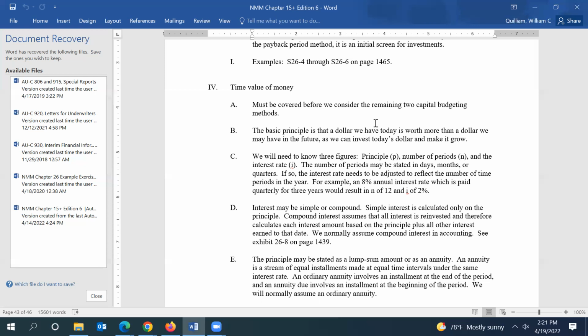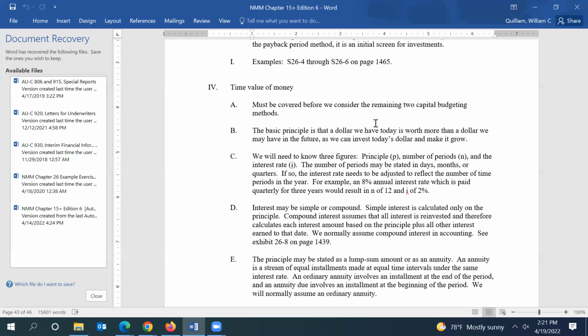We'll need to know the number of periods, a small n. So if we're going to invest that for 5 years, we're going to see what we get out of this investment at the end of 5 years. There we have the number of periods, and the interest rate, which will be given to us along with these others. And a small i is going to stand for that.